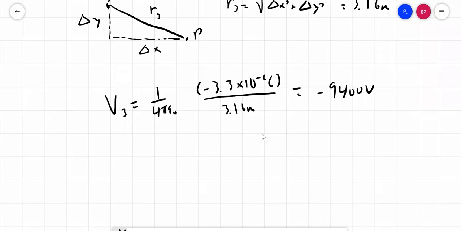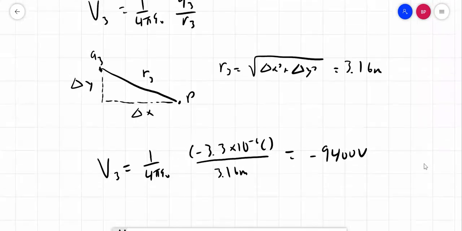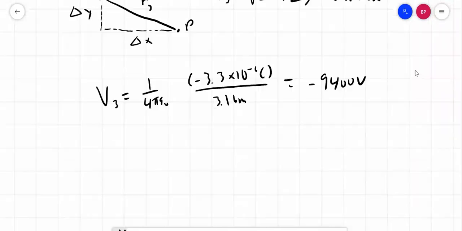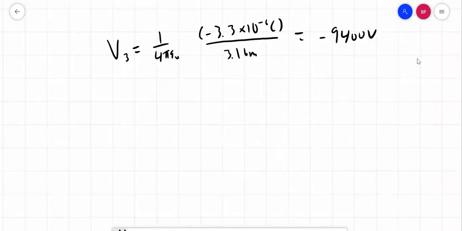Now to find V1 and V2, you do exactly the same thing. You find the distance, and then you have the charge divided by the distance times our constants here. Okay, but I'll just leave it at that.